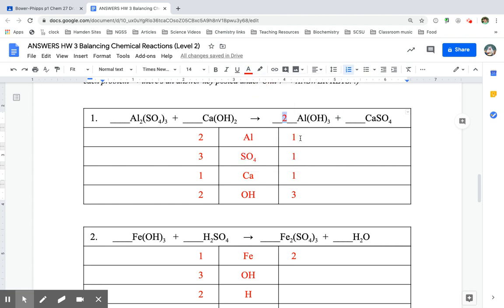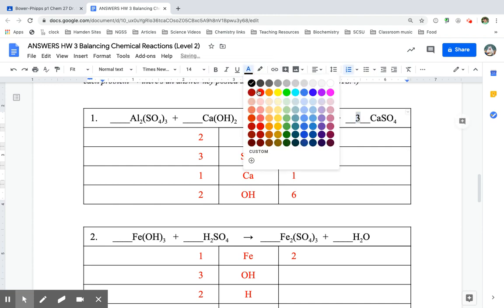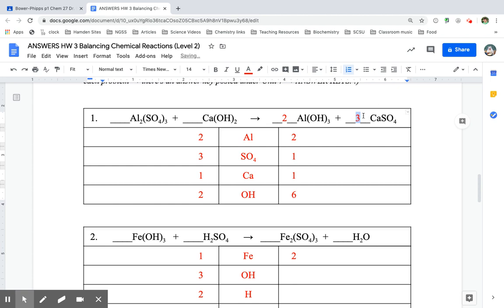And that changes my Als, right? It's no longer 1, now it's 2 Als, and 2 times 3 gives me 6 OHs now on the right. Now let's fix the SO4s. If I have 3 on the left and 1 on the right, I need to have 3 on the right as well. So I put a 3 in the top there. It multiplies through everything. 3 times 1 Ca gives me 3 Cas. 3 times 1 SO4. Remember that 4 is part of its name. So 3 times 1 gives me 3.